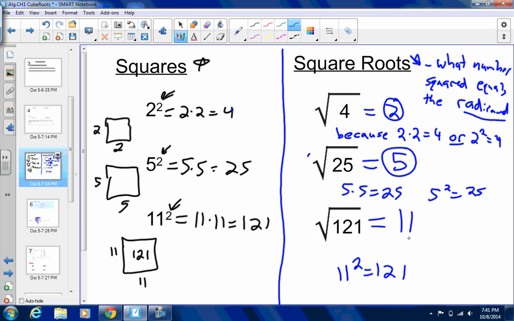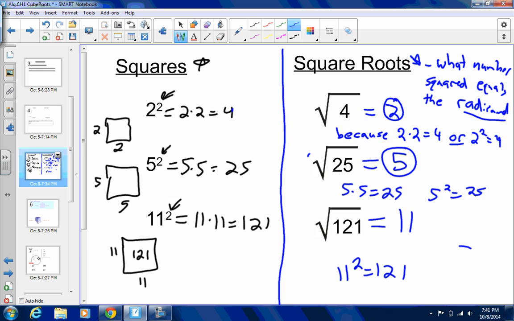Okay, so again, square roots just figure out what number times itself gets you to the number underneath the square root symbol. All right, so what number times itself would get you to 121? What number times itself would get you to 25? What number times itself would get you to 4?